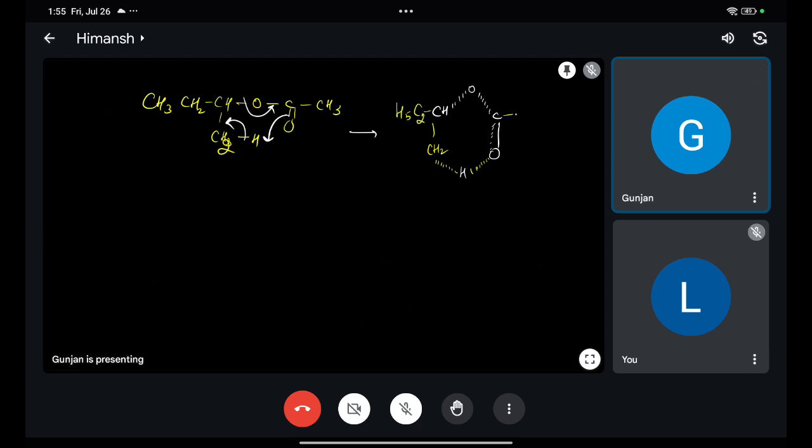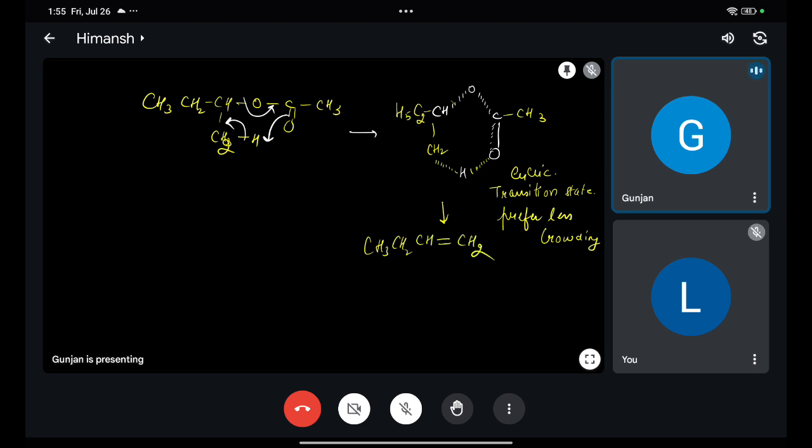C2H5. This is CH3. So ultimately, this is a transition state where temporary bonds are shown, like new bonds or old bonds creating or destroying. So we can say a cyclic transition state, more pronouncedly. Cyclic 6-member transition state. That is why it prefers less crowding. That is the reason we have selected the beta carbon which is less crowded. And ultimately we are creating CH3, CH2, CH, double bond, CH.